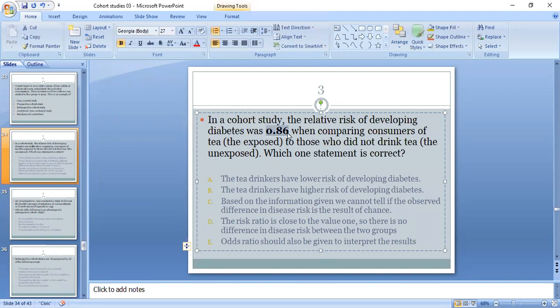The relative risk value is 0.86. That is, if the value is less than 0.86, it means that there is an association between the risk factor and the development of the outcome. So in this regard, option A is the correct one. The tea drinkers have low risk for developing diabetes.